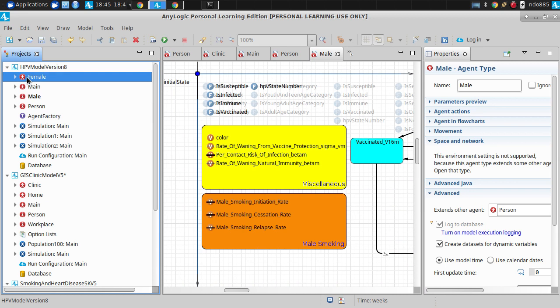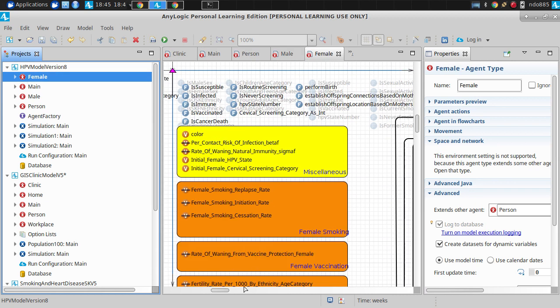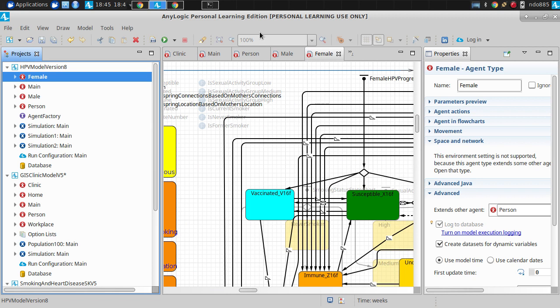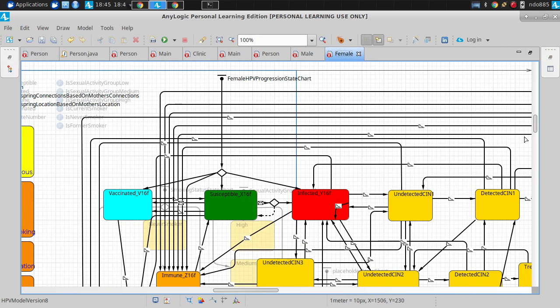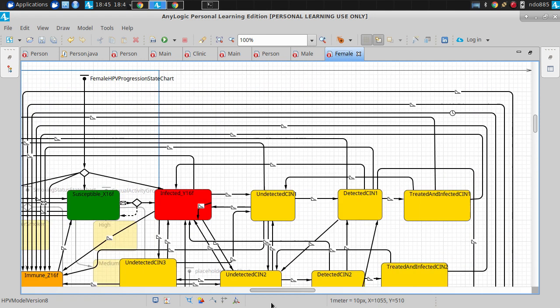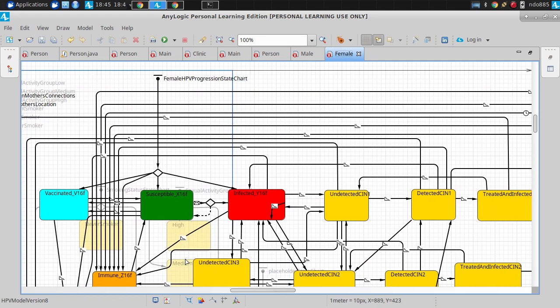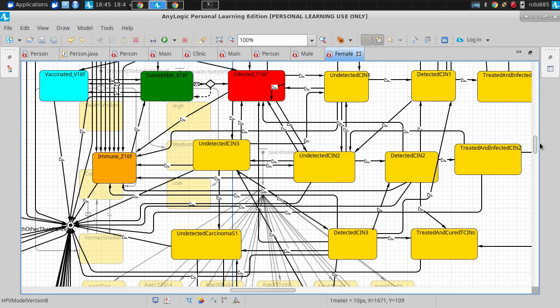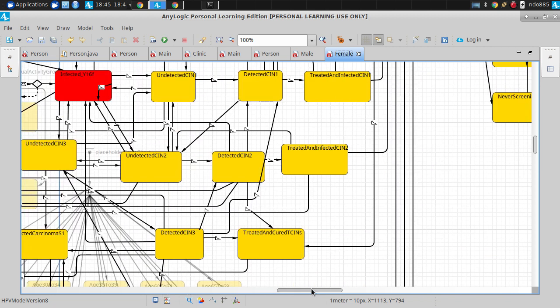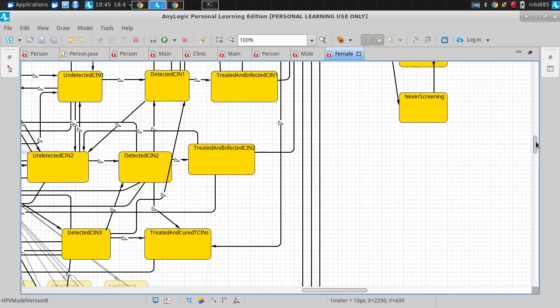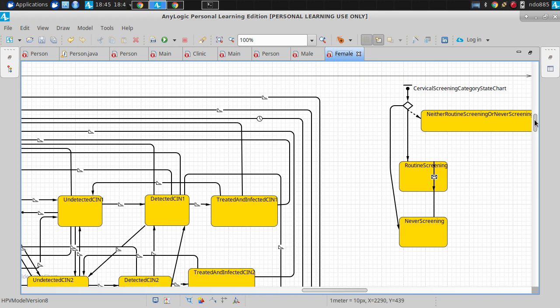For females, we have a much broader set of characteristics with respect to HPV because it involves progression to possible cervical cancer, etc. So here for females, we have all the human characteristics. See back there, their smoking status, their sexual activity groups, etc. But then there's all this progression into different risks of cervical cancer and early stages and screening features.